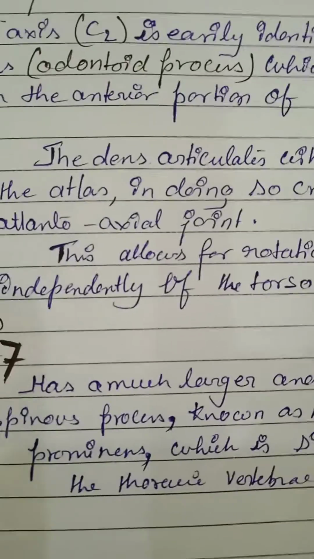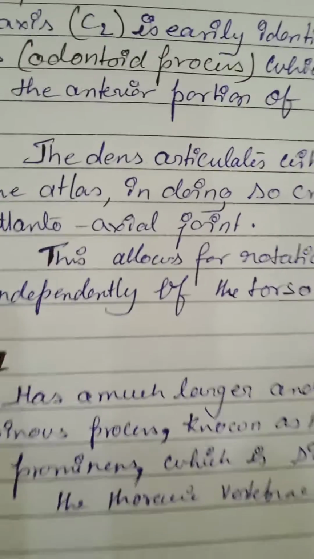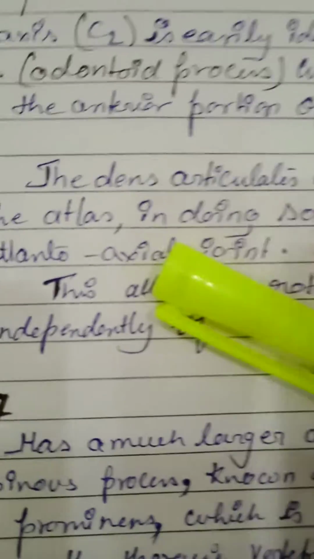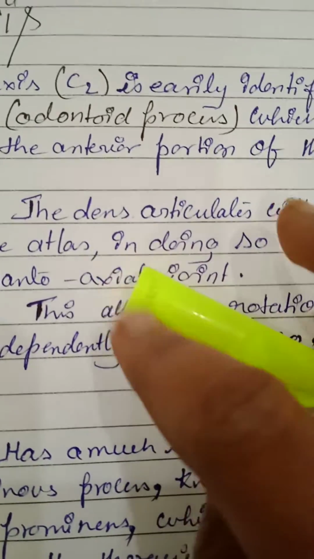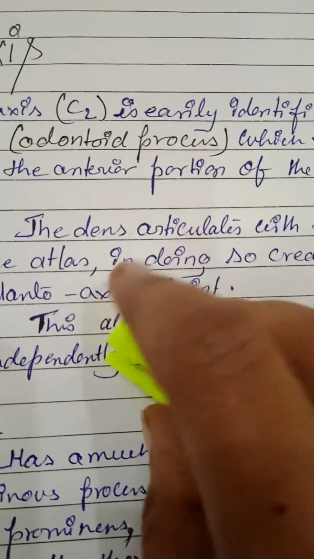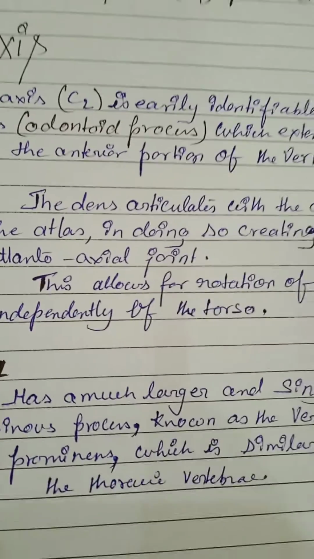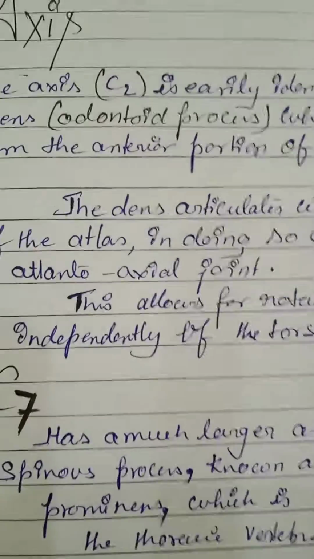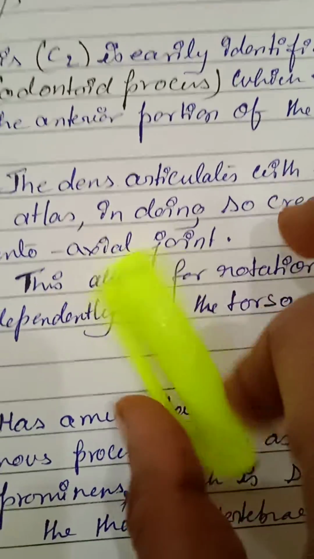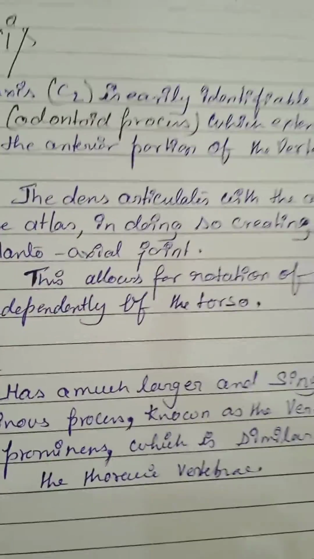Doing so creates the atlantoaxial joint. This is the atlanto-axial joint, between the atlas and axis. This allows the rotation movement, depending on the torque.